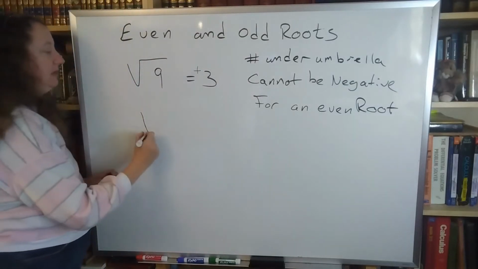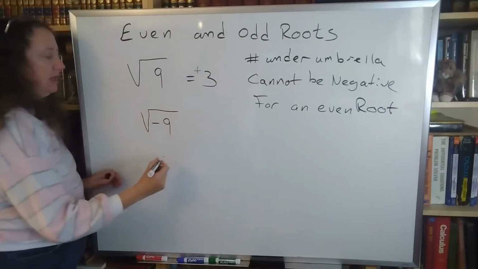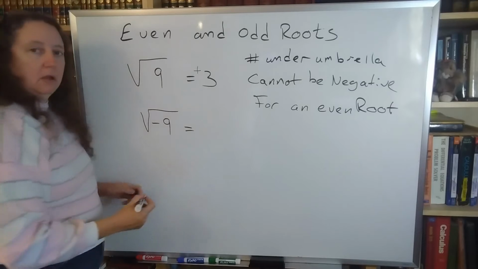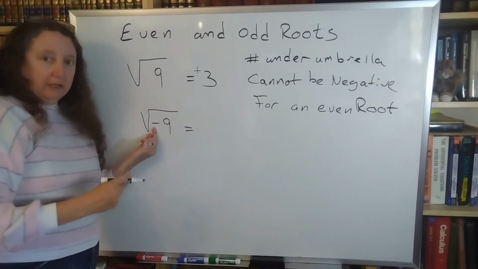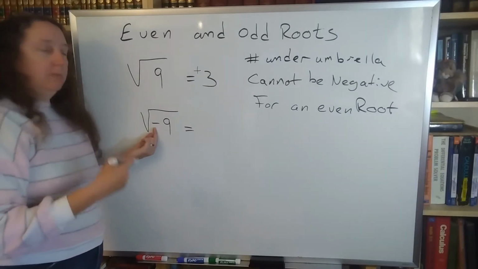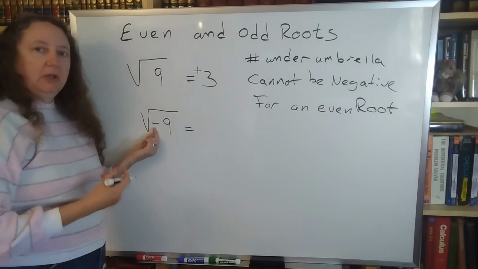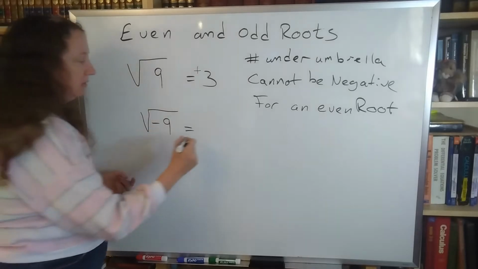So if we had the square root of negative 9, we can't do that right now, maybe in another week, but right now we cannot do that because this is not a real number.